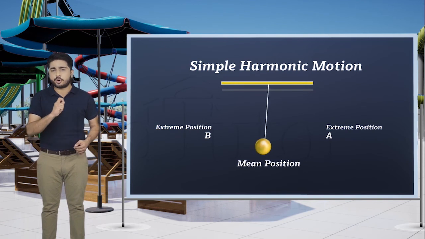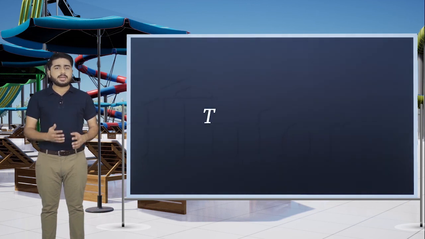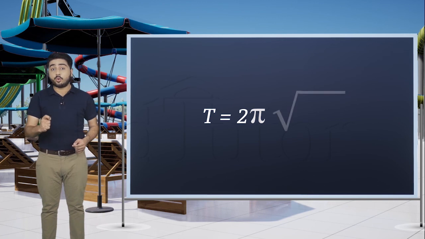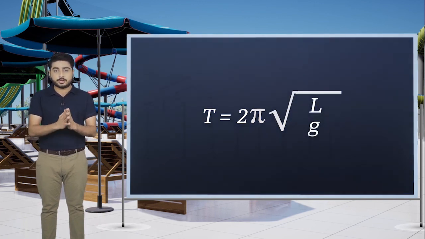One of the most important aspects of a simple pendulum is its time period, denoted by T, which is simply T equals 2 multiplied by pi multiplied by the whole under root L upon g, L being the length of the pendulum string.